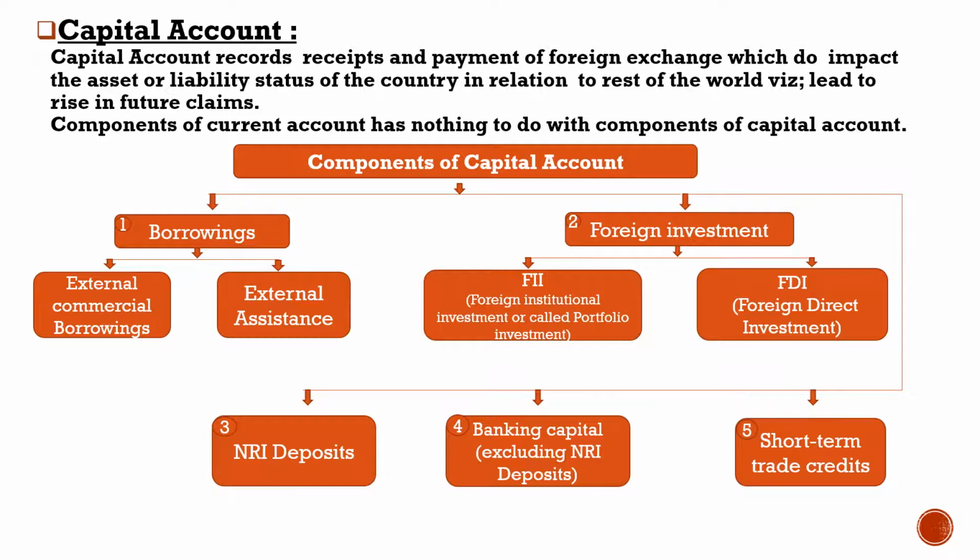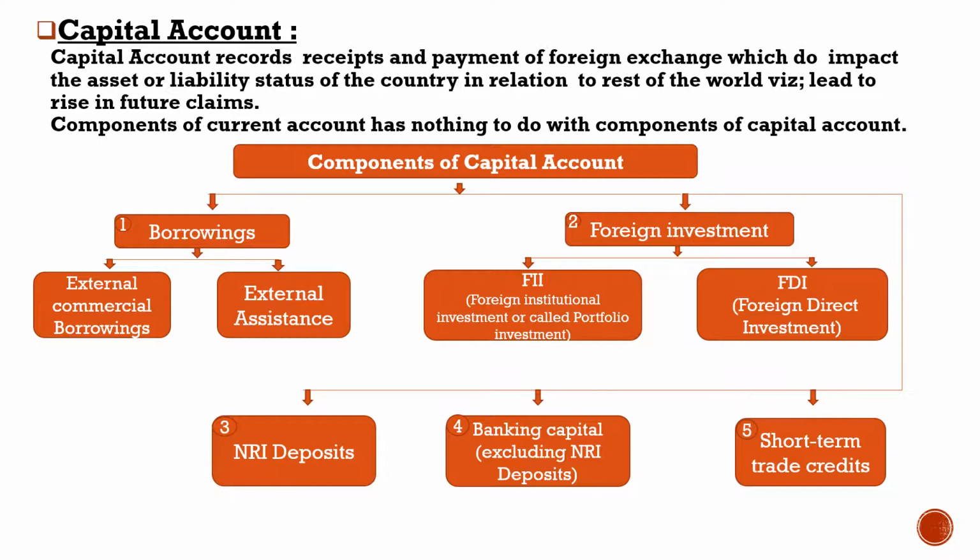Here is the graphical representation of components of capital account, which involves borrowings, foreign investments, NRI deposits, banking capital, and short-term trade credits. Friends, borrowings are of two kinds: external commercial borrowings and external assistance.